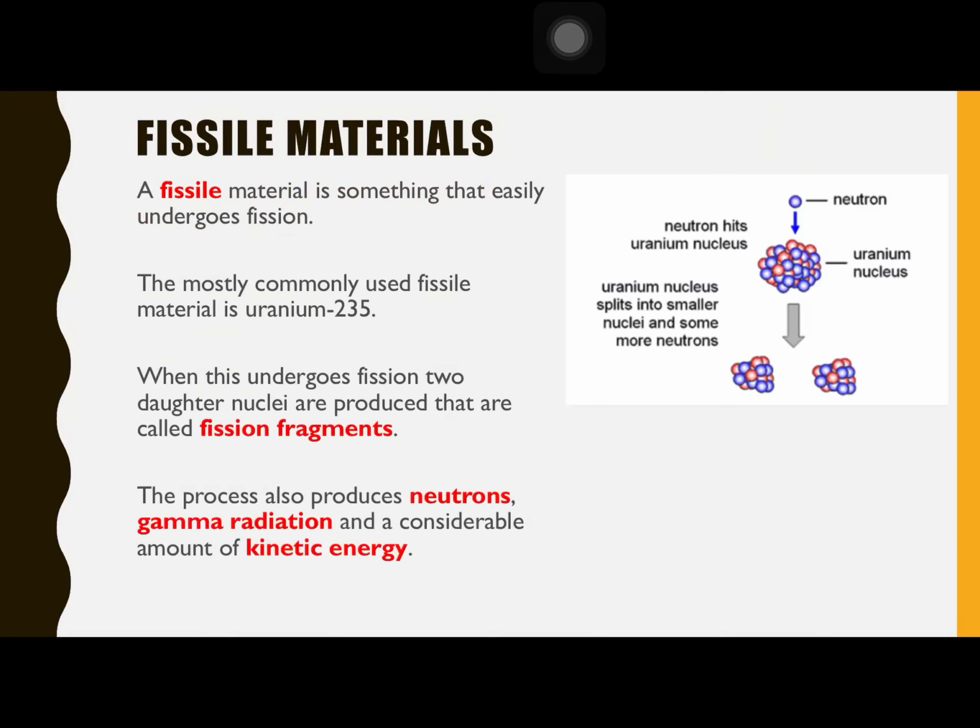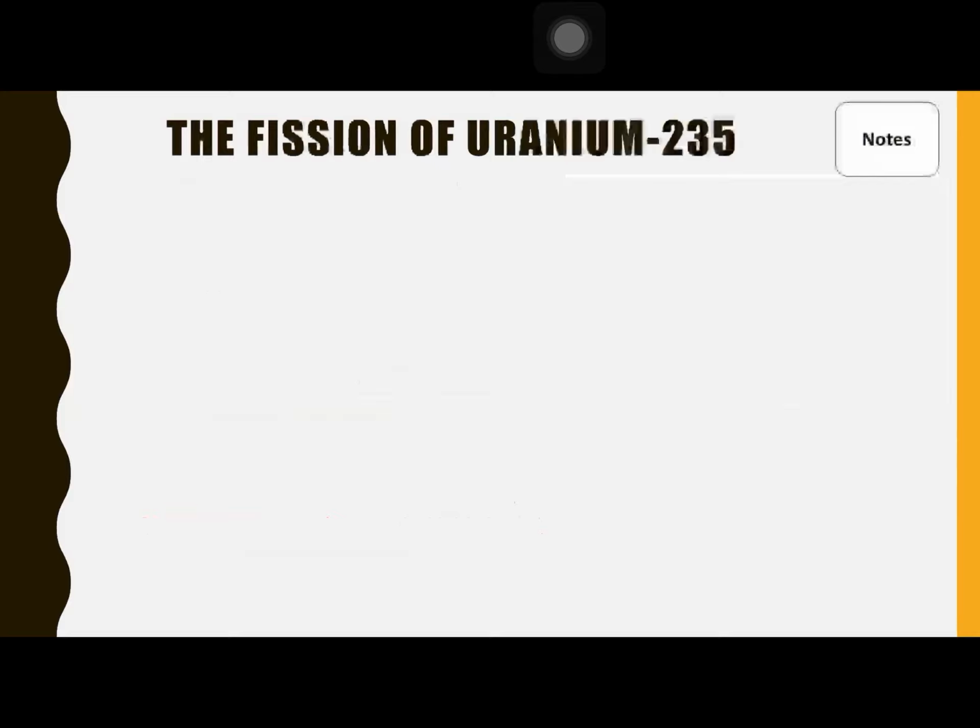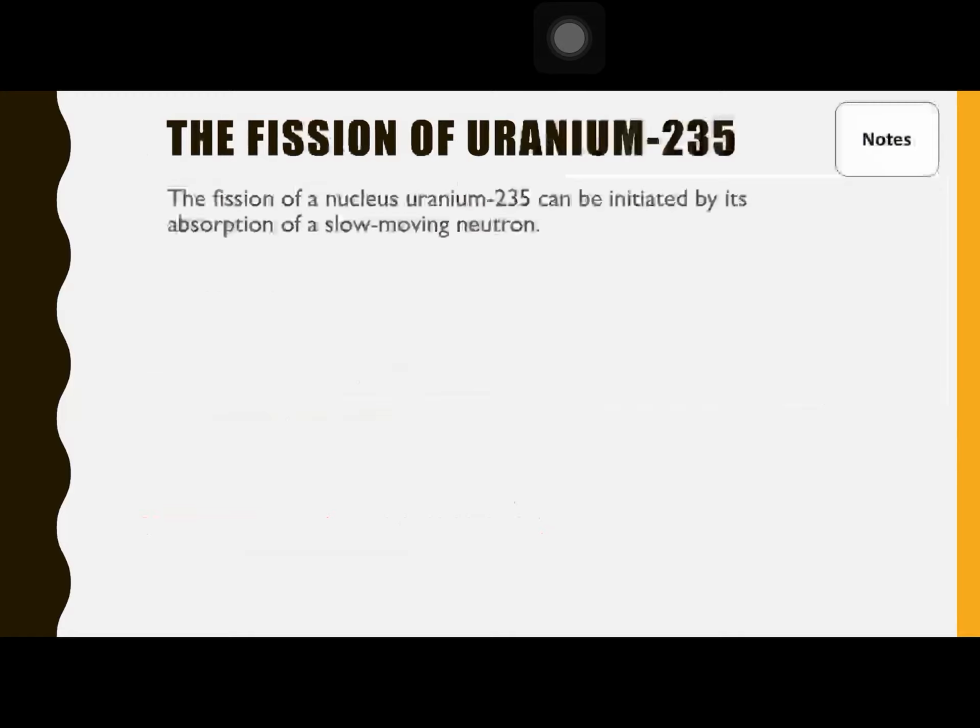Now, what are fissile materials? These are materials that easily undergo fission, and the most commonly used fissile material is uranium-235. When uranium-235 undergoes fission, it produces two daughter nuclei called fission fragments. Of course, this process also produces a lot of neutrons, gamma radiation, and kinetic energy. Basically, it means a lot of energy, a lot of heat. So let's talk about the fission of uranium-235, because this is what we normally use in our nuclear reactors.